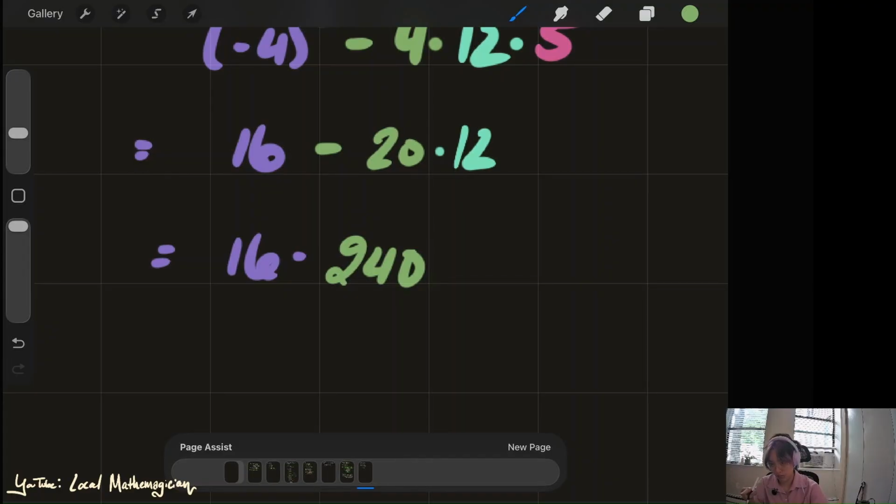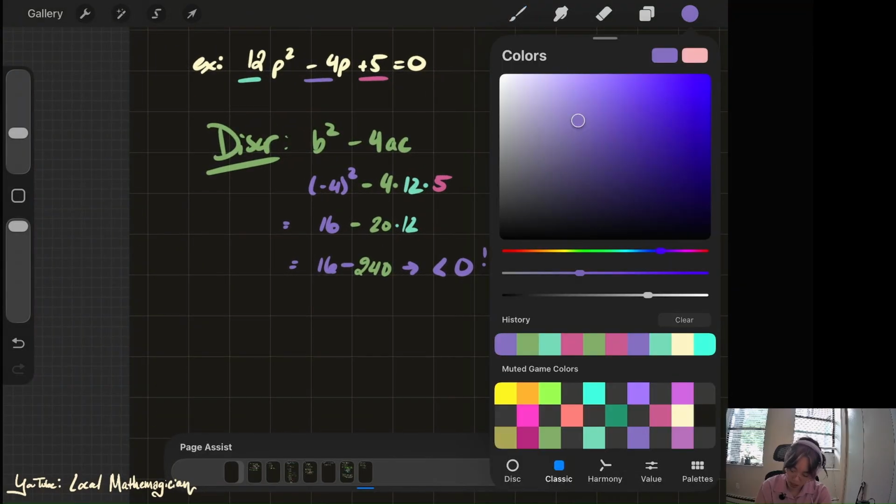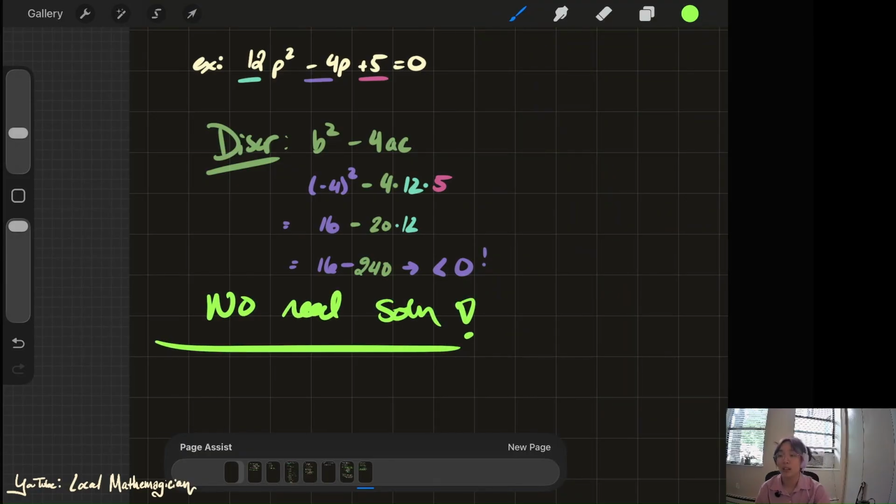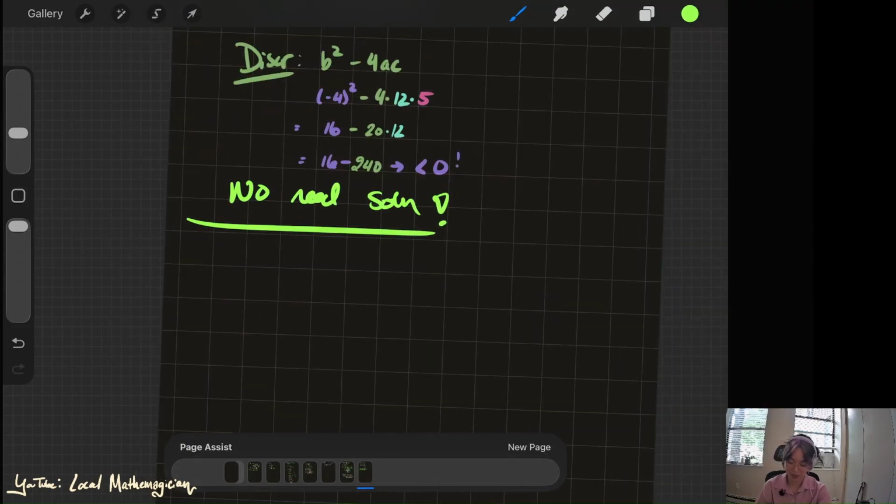You tell me. This is a minus sign, by the way. Should be negative. Less than 0, which means this has no real solutions, and you can call it a day. Easy, right? Let's do another one.